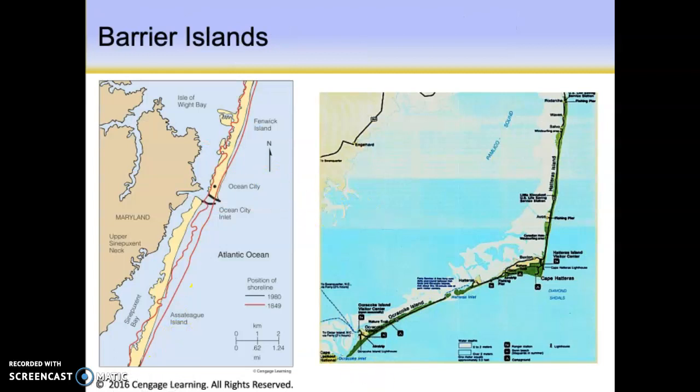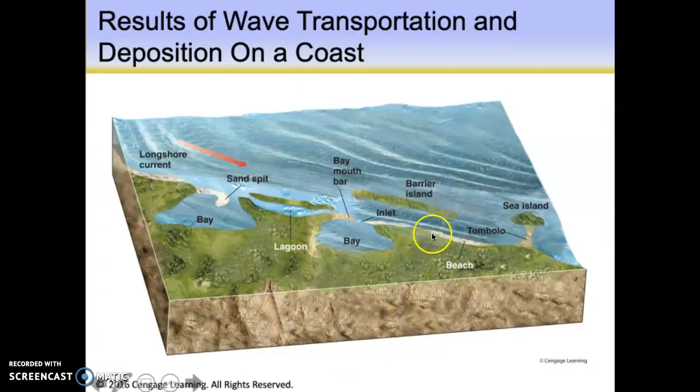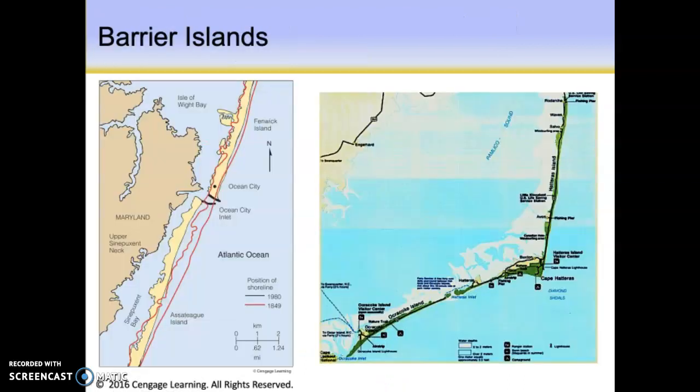A feature that you might have noticed on this drawing is something called a barrier island. And this is what a barrier island actually looks like. These are two barrier islands on the east coast of the United States. One is Assateague Island and Fenwick Island. It's along the Maryland and Delaware coast. And Ocean City, Maryland sits right on a barrier island.